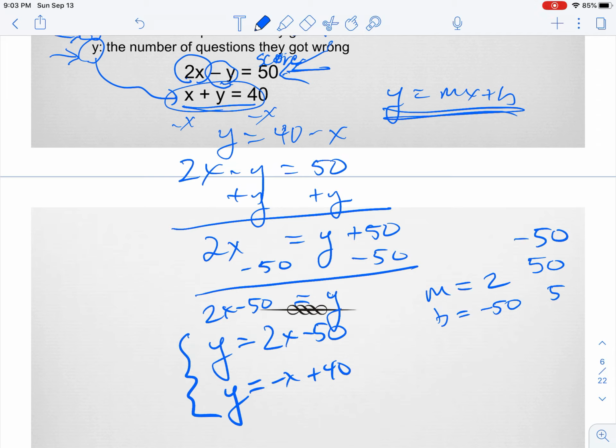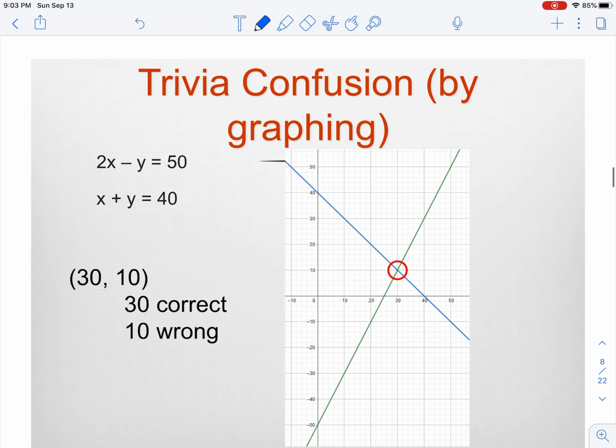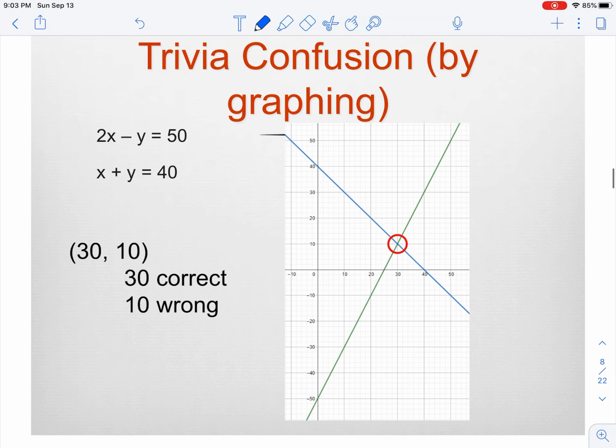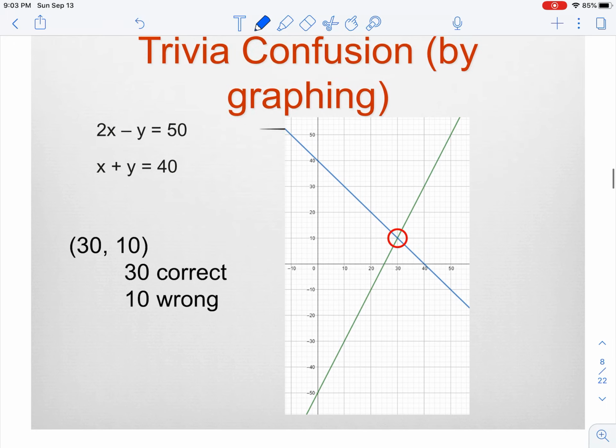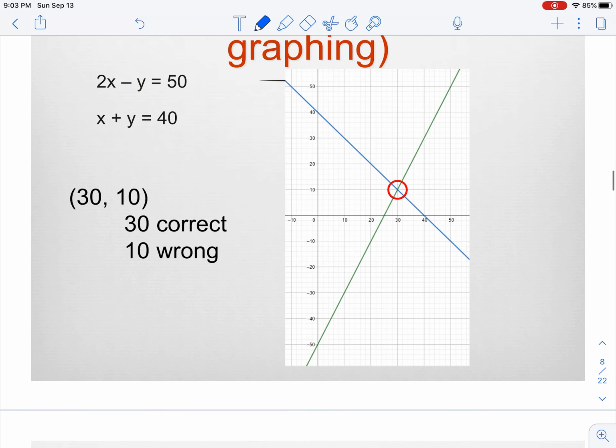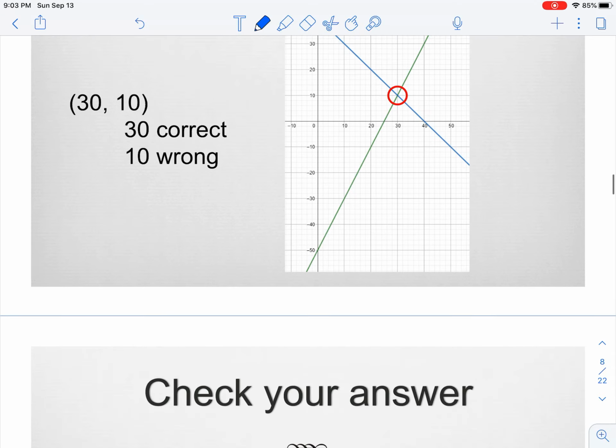I think that was actually supposed to be an integer, a whole number. And so my guess is x equals 30 and y equals 10. I can't quite get exactly on the spot where they intersect. I had done this before, and found out that the answer was 30 and 10.